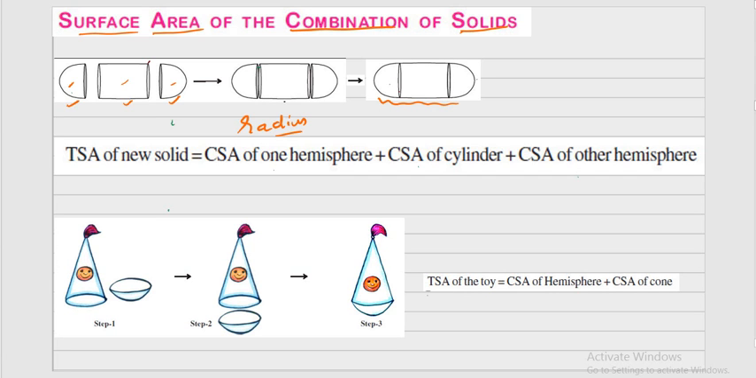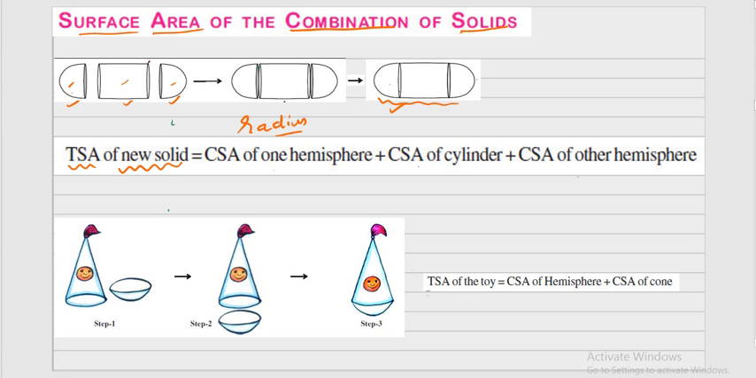Now this is nothing but a new solid which is formed. If I want to find the total surface area of this new solid, we cannot directly apply the formula of total surface area of each figure, right? Here we need to understand one thing. If you want to find the total surface area of this particular solid, simply understand that whatever surfaces we can see with our eye, we have to consider only those surface areas, right?